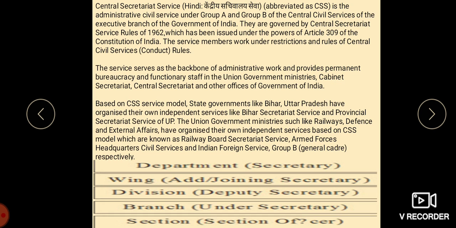For example, though home, agriculture, defense, finance, and others are independent departments, they can be grouped under one secretary. The portfolio, children, is divided as follows, and each part is entrusted to an official. The hierarchy of the secretariat is as follows. The department has a principal secretary or additional secretary. Wing, a joint or additional secretary. Division, deputy or director secretary. Branch, under secretary. Section officer.